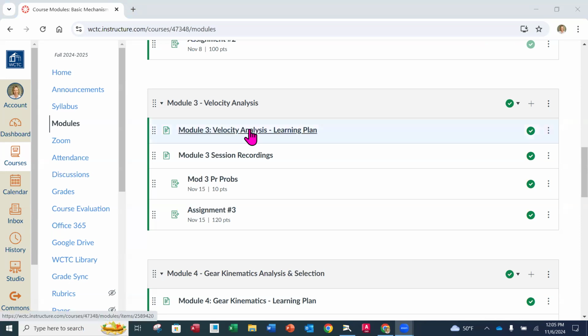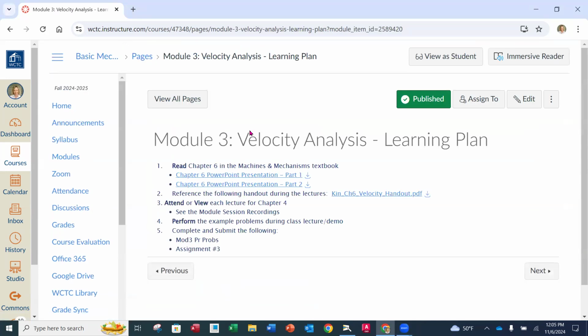So the learning plan for Module 3 is here. You're going to notice that I have it broken out into, if you would, 2 PowerPoint presentations. That's kind of how I'm going to lecture. We'll kind of see how that shakes out today. I don't want to rush through this. We have plenty of time allotted for Module 3.